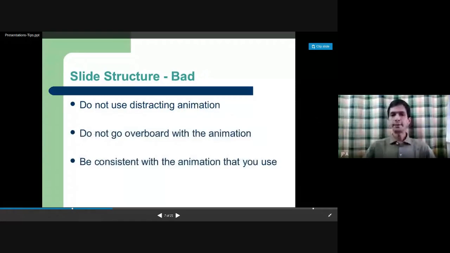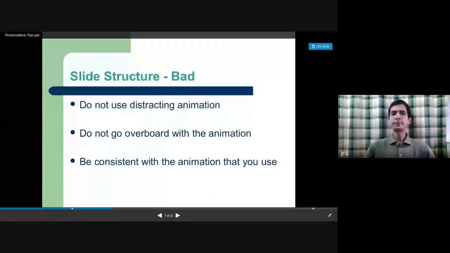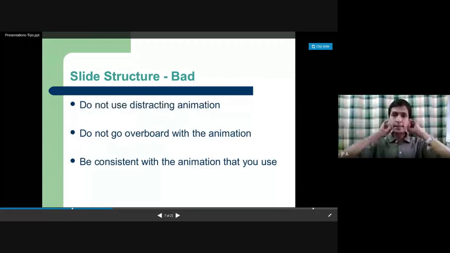What are examples of bad slide structures? Using distracting animation. It is good to use pictures, but if you are using animation on the screen, it is very distracting. Showing a movie-like animation in slides can be very distracting to the audience. So don't use too much animation.